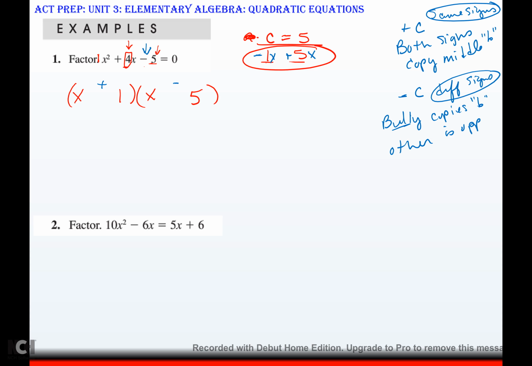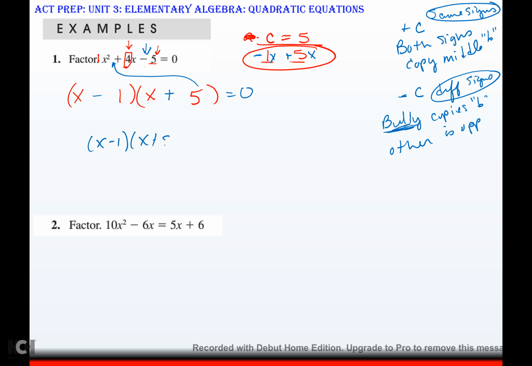Okay, so in this case, my c is negative, which means my signs have to be opposite. So either this is positive and this is negative, or this is negative and this is positive. To decide which one, since they have to be different, only the bully can be like the middle. So if 5 and 1 were in a fight, 5's the bully, he always picks the middle sign, so he's going to pick the positive, and 1 is going to pick the negative. And we factored.